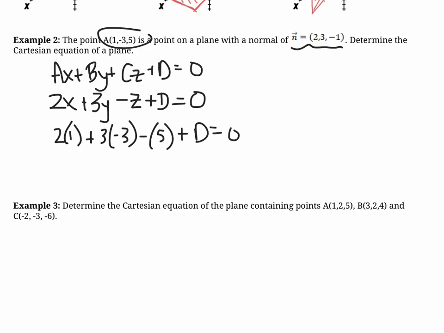Okay, solve that for d, and then you can unpause the video. There's your answer. D is equal to 12, so our equation is 2x plus 3y minus z plus 12 equals 0.